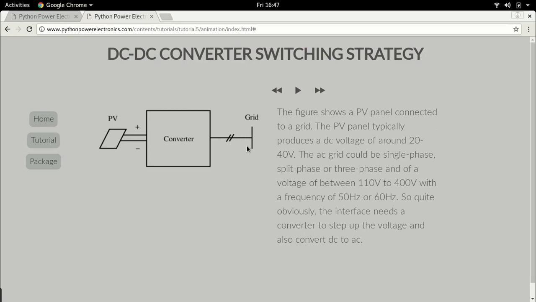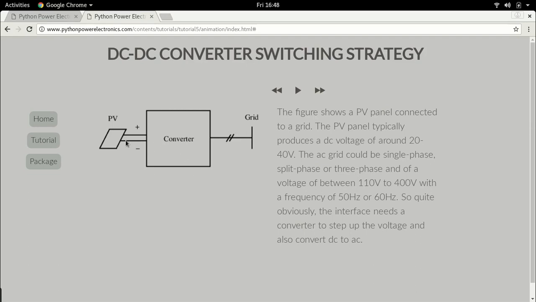In North America, the frequency of the grid is usually around 60 Hertz, whereas in the rest of the world, in Europe, Asia, it is usually 50 Hertz. So therefore, this converter is extremely important.